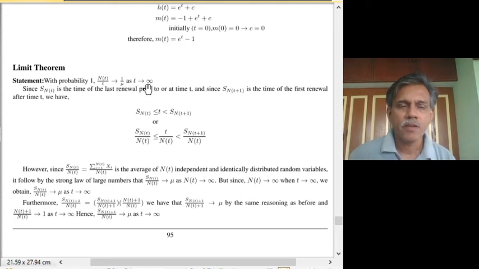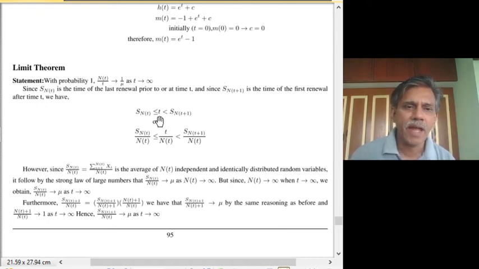So if you take a very long time interval, find the number of renewals that take place in that interval and then divide by the time interval, we would get the number of renewals per unit time. That is equal to the rate at which renewals occur, which is 1 by mu. So this is what this theorem tells. We can find it out.